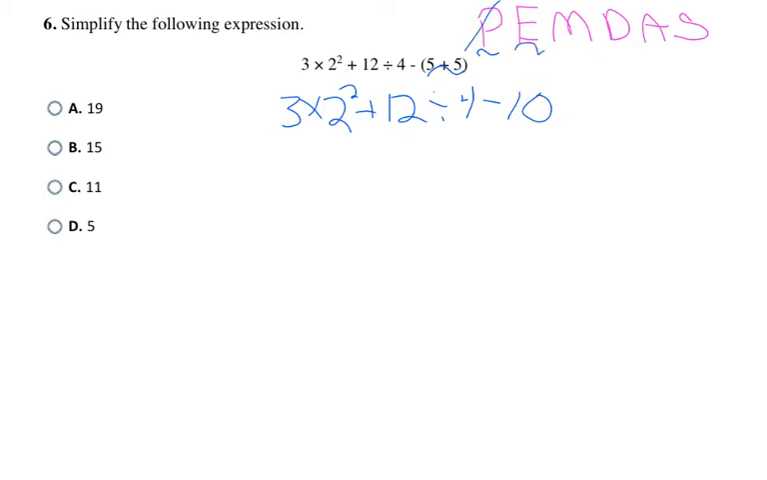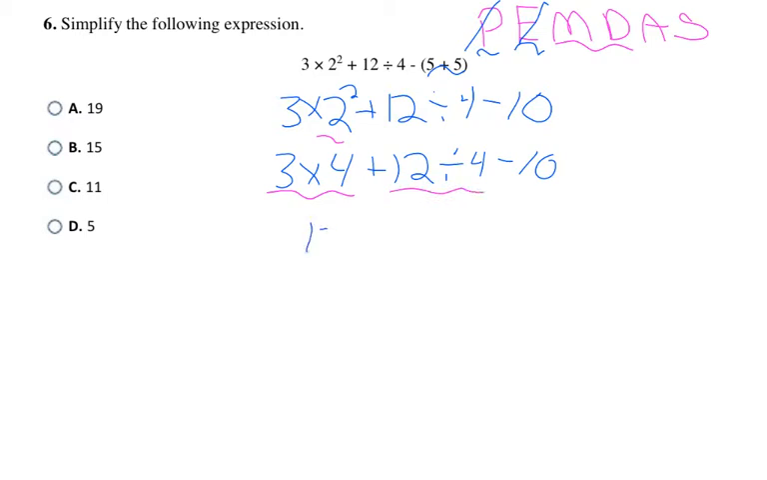So now I'm going to work on exponents. So I have an exponent here, 2 squared. 2 times itself is 2 times 2, which is 4. So I'm going to have 3 times 4 plus 12 divided by 4 minus 10. I don't have any more exponents, so now I'm looking at doing the multiplication and division left to right. So here I have multiplication, and here I have a division. So I'm going to do that left to right. 3 times 4 is 12, plus 12 divided by 4 is 3, minus 10.